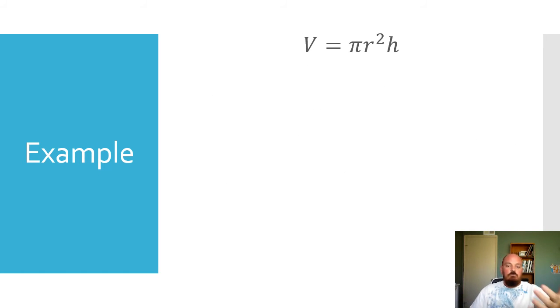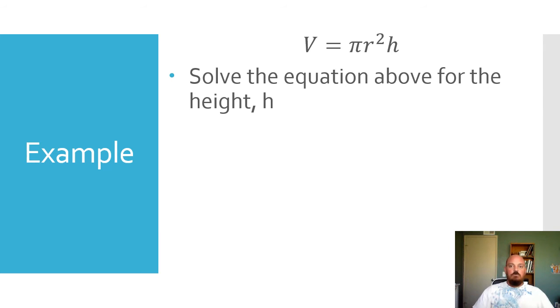So let's do the one I just talked to you guys about. Let's come up with a formula for the height of a cylinder, H, which means I'm basically asking you to solve this equation for H. We want to isolate H. So let's do that. I'm going to recopy the formula real quick.